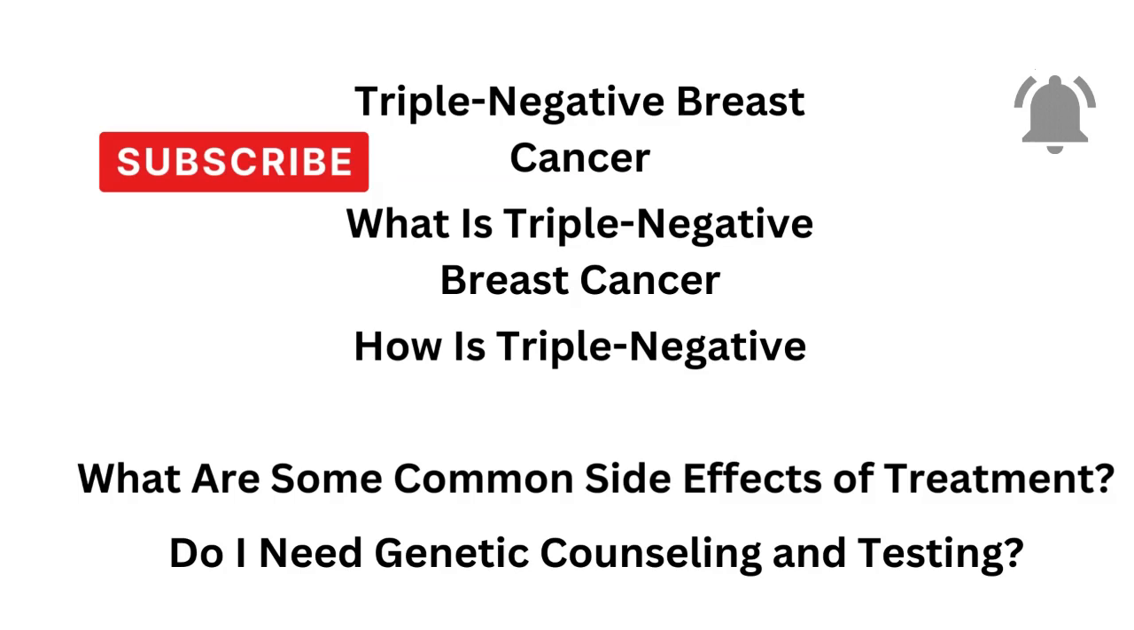Skin changes. On or around the skin where you've been treated with radiation, you may get some redness or peeling, kind of like a sunburn. Your doctor will tell you the best way to treat these skin changes.